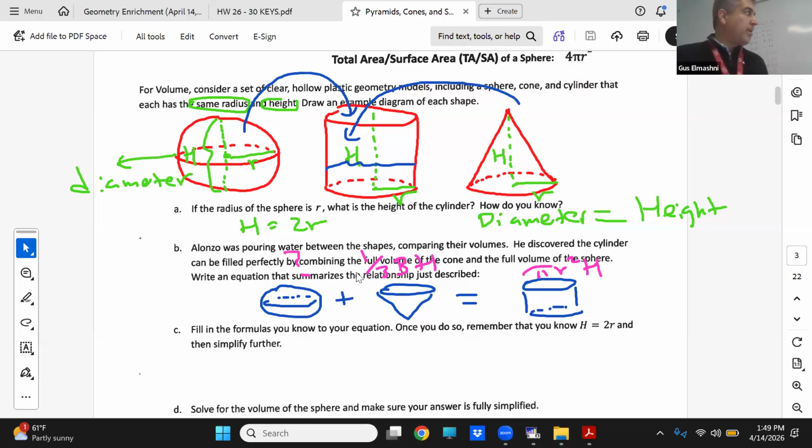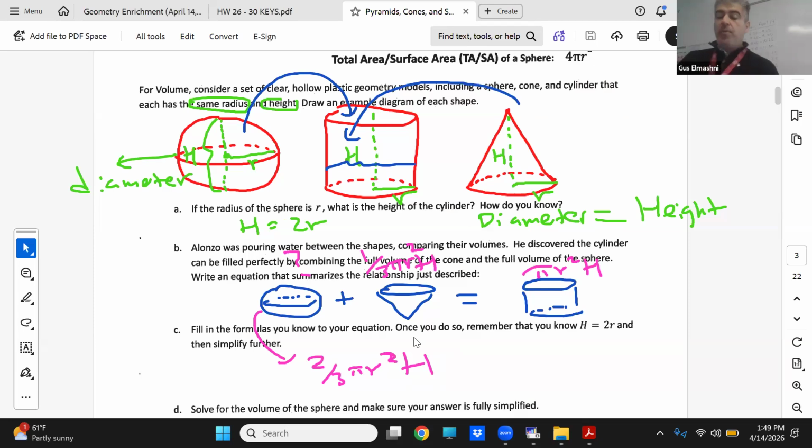So I'll put a little question mark here. What do you think the sphere has to be? And by the way, B is pi r squared. It's 2/3, or, yeah, I'm going to put pi r squared h. So yeah, I would expect the sphere to be 2/3 pi r squared h.